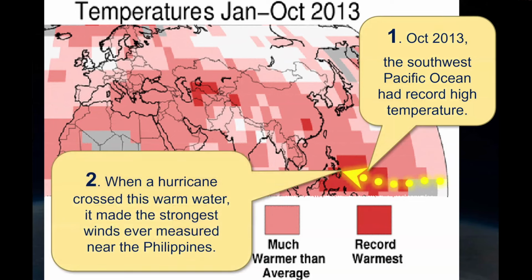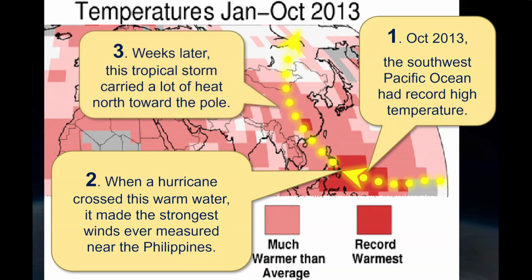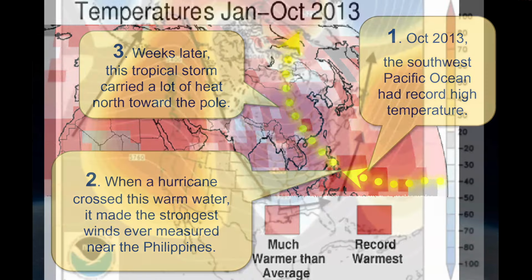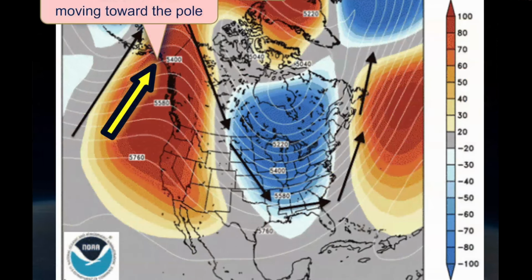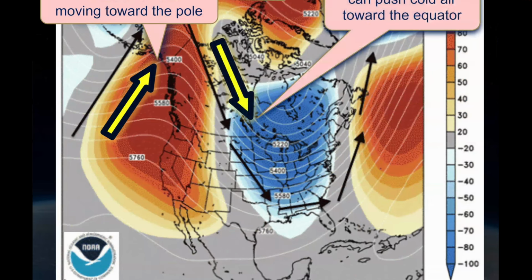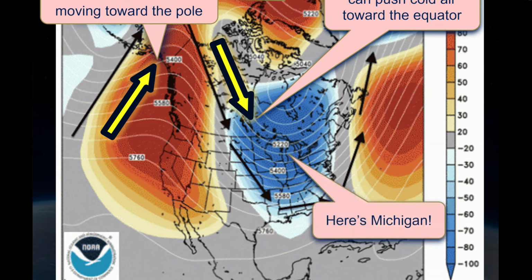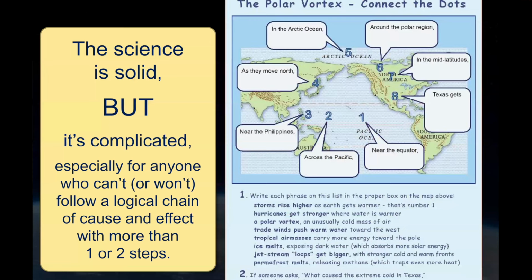When a hurricane crossed that warm water, it got to be the strongest hurricane ever measured on the Philippine Islands. An enormous amount of energy that was still in that tropical storm carried up toward the North Pole. The effect of carrying all of that warm air up toward the pole was to push some of the cold air away from the pole. And that cold air came flying down directly toward Michigan, and Michigan wound up with some of the coldest temperatures that they'd had. The science is solid, but it's complicated.